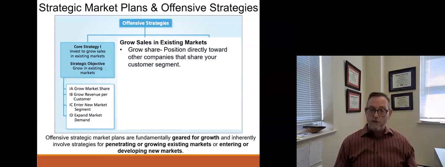Sometimes we call this a penetration growth strategy, and that's from the Ansoff model again. So we can grow share, we can position ourselves directly towards competitors who share our customers and try to steal share away from them.